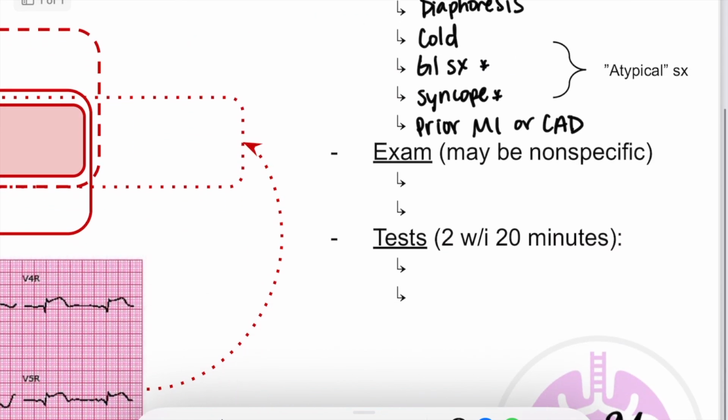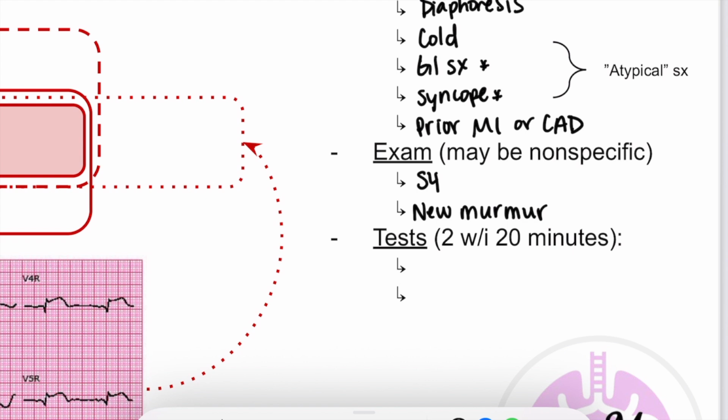Moving on to exam, I'll let you know that this patient's exam was nonspecific. You didn't hear any of the findings that might make you more worried, which are S4 and a new murmur. And the point here is that just because you don't hear these findings doesn't mean you can rule out MI.